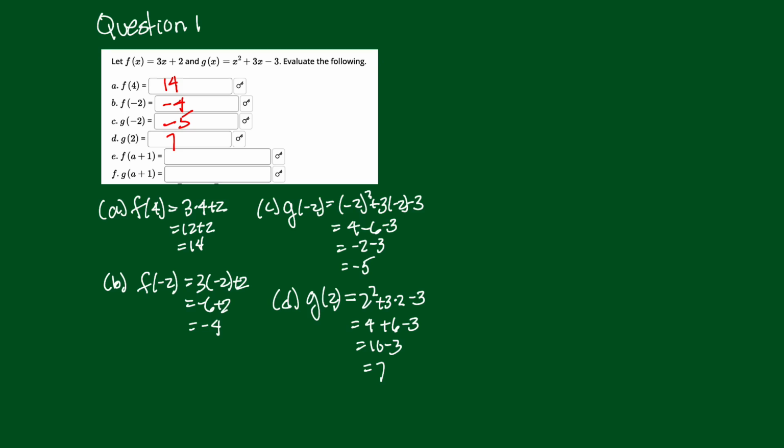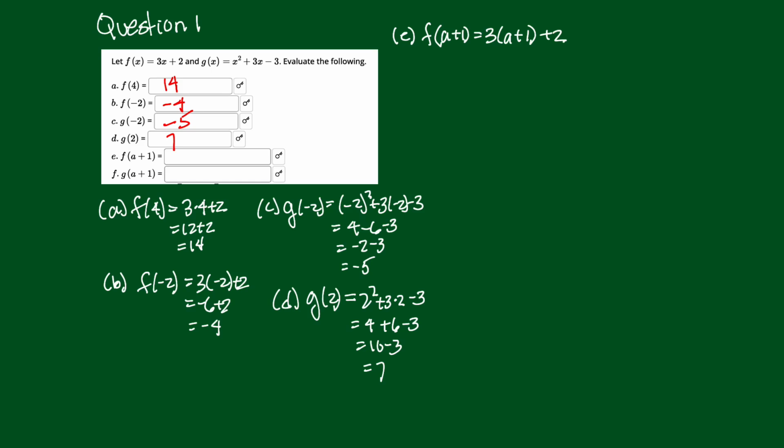Now, part E, or I'll do it up here at the top. E is this. In the function called f, put in an a plus 1. So locate the function named f. That's this one right here, and use that one. All right, now I can see that that x has been replaced with a plus 1. So replace all the x's with a plus 1. So I'll get 3 times a plus 1 and then plus 2.